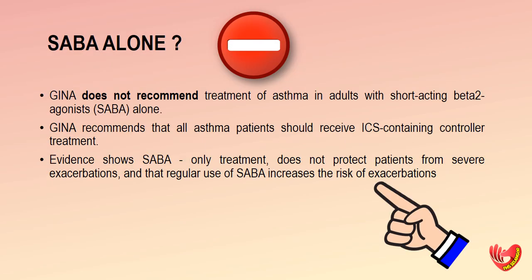GINA does not recommend treatment of asthma in adults with SABA alone. Evidence shows SABA-only treatment does not protect patients from severe exacerbation, and that regular use of SABA increases the risk of exacerbation. Therefore, GINA recommends all asthma patients should receive ICS-containing controller treatment.